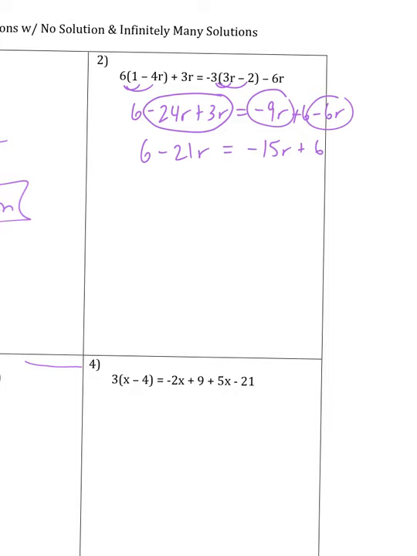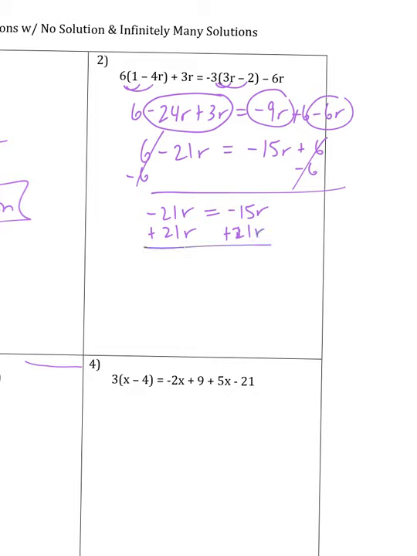So I'm going to get my r's together on the same side and my numbers. If you subtract 6 on both sides, the 6's cancel. You have negative 21r equals negative 15r. To get your r's on the same side, you add 21r to both sides, or you could have added 15r. Either way, they cancel from this side, which leaves me with 0. And on the right side, I have 6r. R is still in the problem.